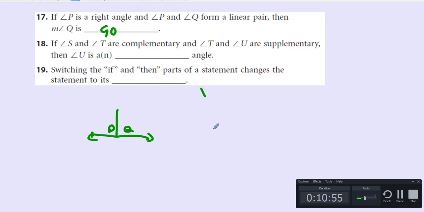If S and T are complementary and T and U are supplementary, so if S and T are complementary, let's draw S and T. Here's a pair of complementary angles. They make 90. And T and U are supplementary. So here's an example of T and U being supplementary and S and T being complementary. Then angle U is an obtuse angle.